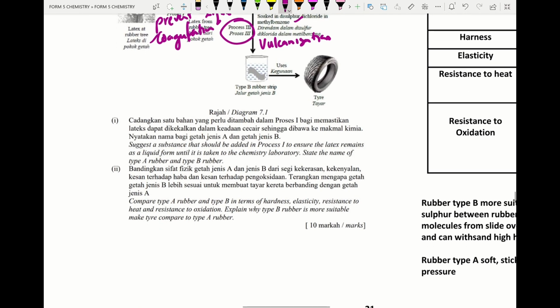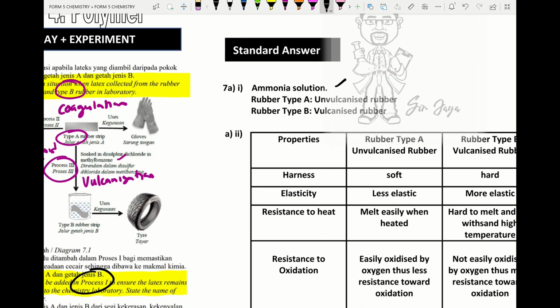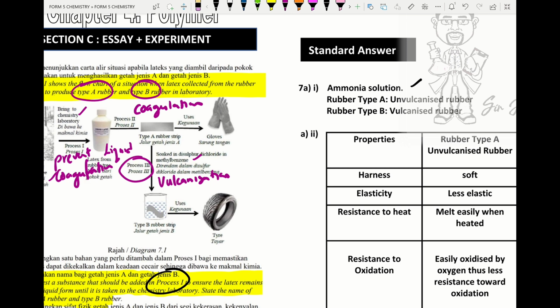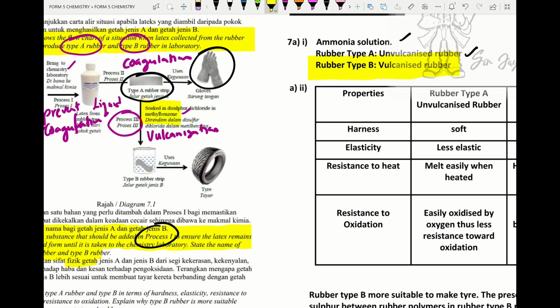All right, so we try to check the question. Question number 1 suggests a substance that should be added in process 1, that will be ammonia solution, to ensure the latex remains a liquid until it is taken to the chemistry lab. Then state the name of rubber strip A and also rubber strip B. So rubber strip A is known as natural rubber, or we can say unvulcanized rubber. This rubber is used to make gloves, rubber bands, door stoppers like that. Rubber type B is known as vulcanized rubber. It has been dipped in disulfur dichloride and undergone the vulcanization process.